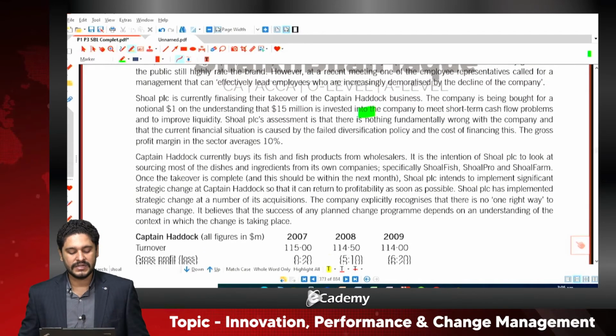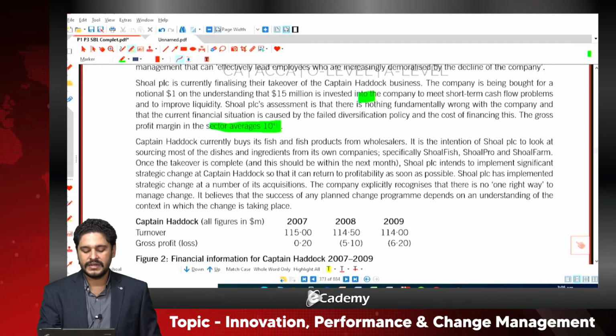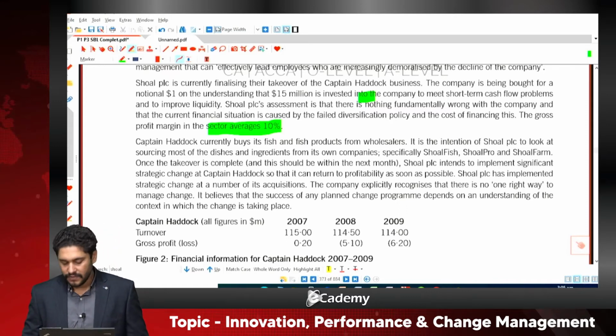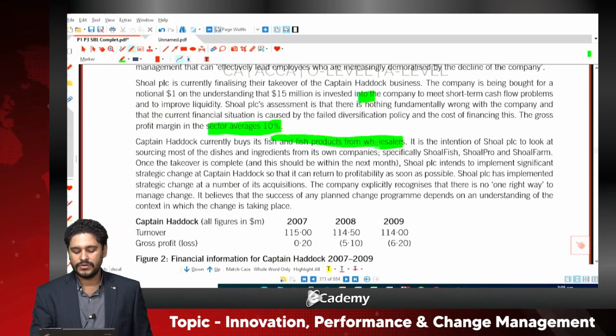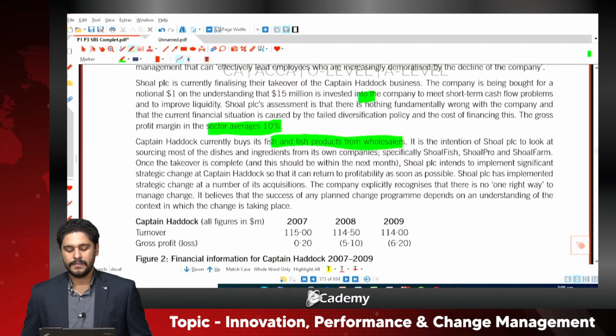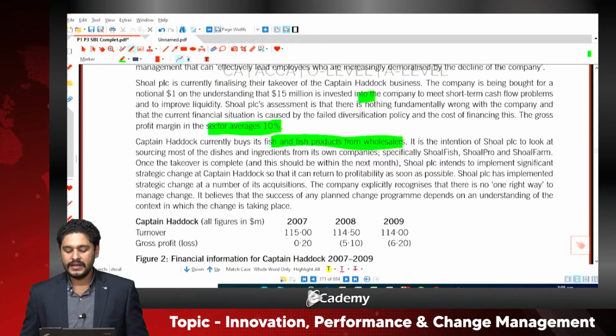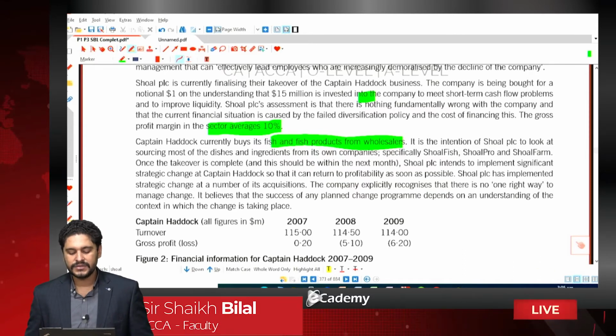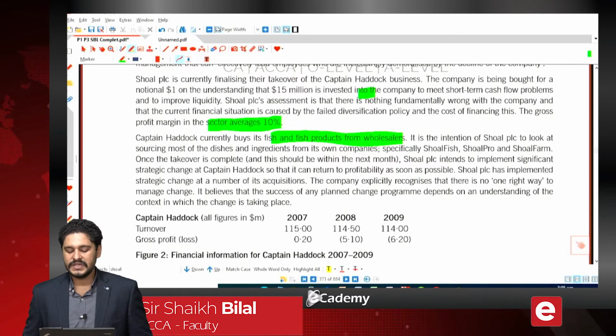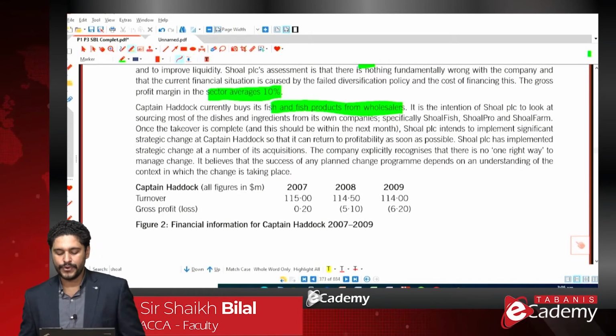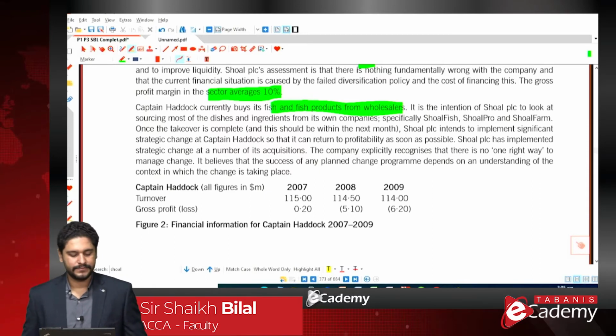The gross profit margin of the sector averages 10%. Captain Haddock is currently buying its fish and fish products from wholesalers. It is the intention of Shoal PLC to look at sourcing most of the dishes and ingredients from its own companies, specifically Shoal PLC, Shoal Pro and Shoal Farm.